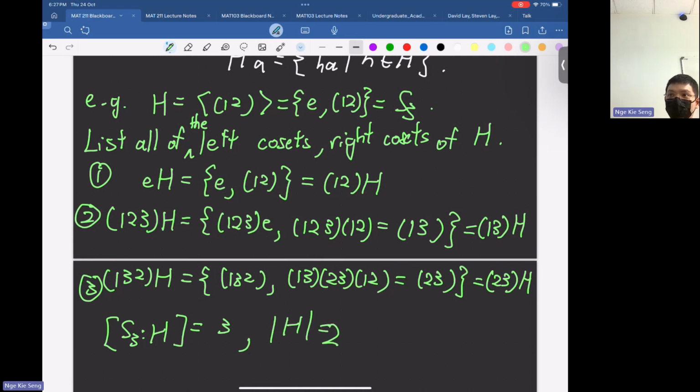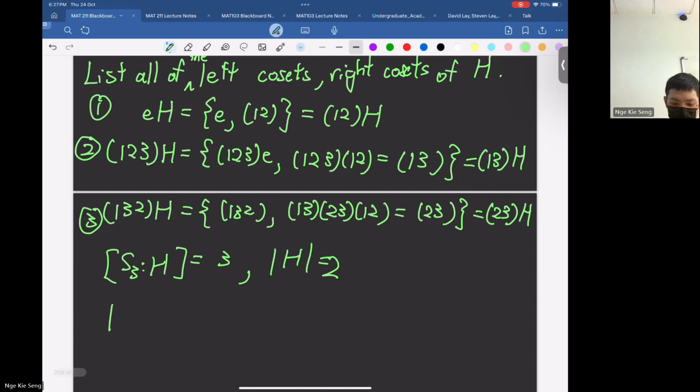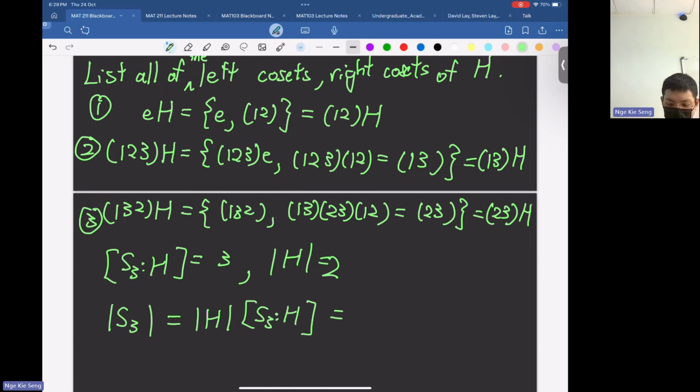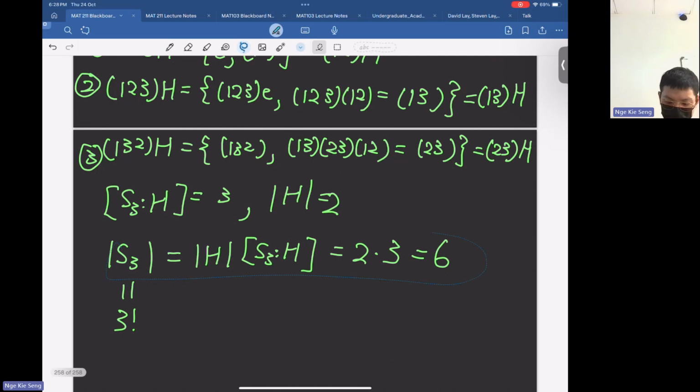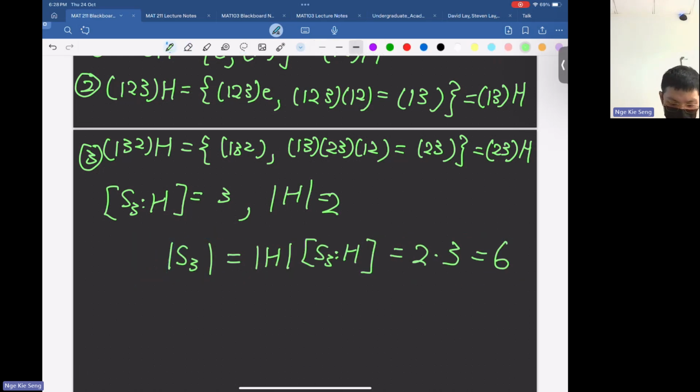Which is 2. But we have a formula, right? The order of S3 is equal to the order of a subgroup times the index of the subgroup. In this case here it is 2 times 3, which is 6. Agree or not? We know that 3 factorial is the order of S3. So they agree. How about the other case? If we do left coset, yeah, agree, good.